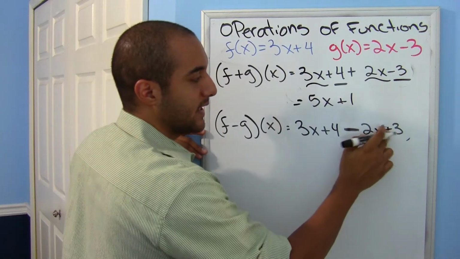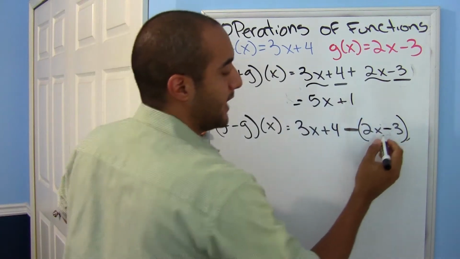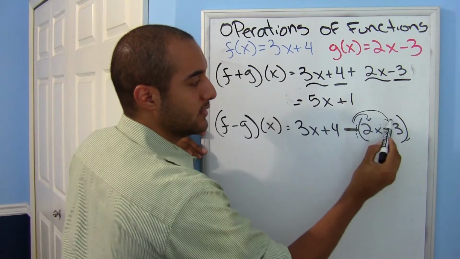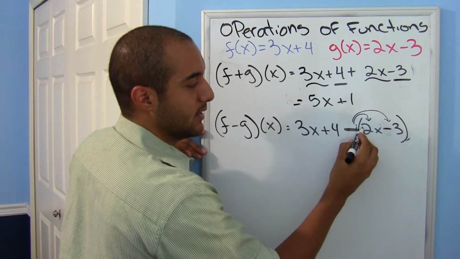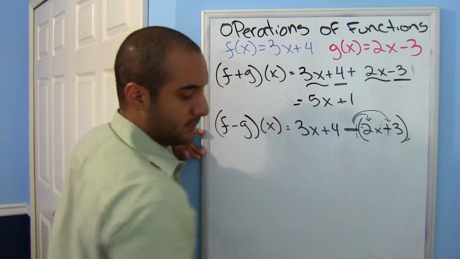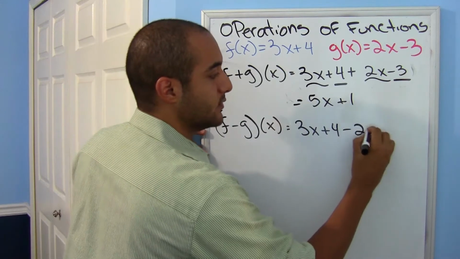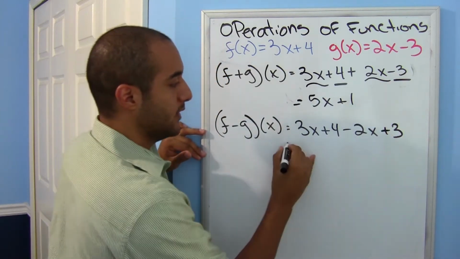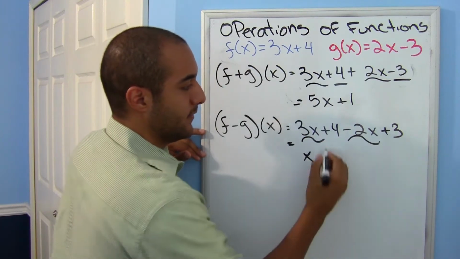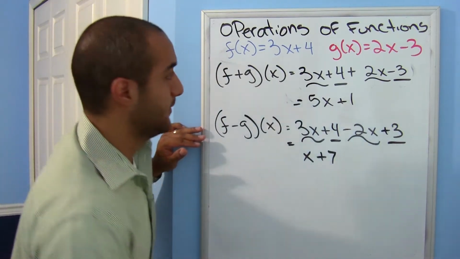Another way to see that is by distributing that negative 1 that's here. Distribute, distribute. So that becomes minus 2 and plus 3. Let me go ahead and clear this up. Either way, we have minus 2x plus 3. Go ahead and collect your like terms. I have just x and plus 7. So x plus 7 is my answer here.